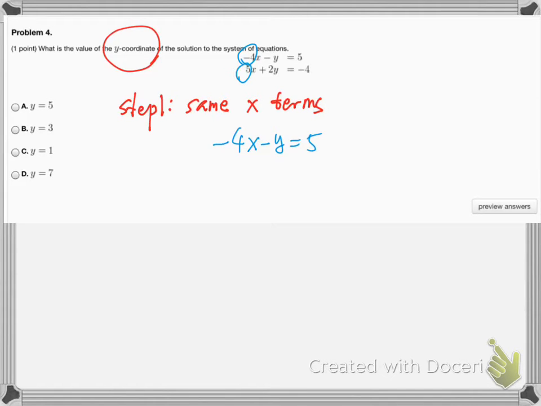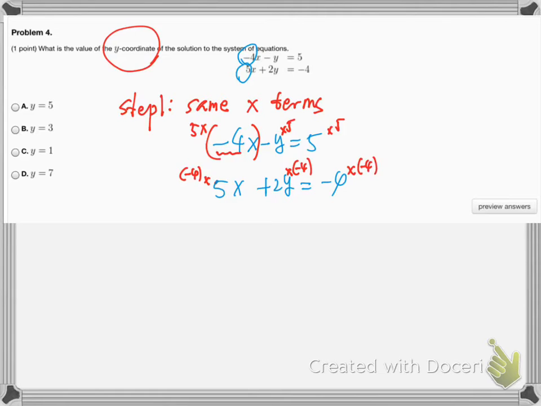For the first equation, we want every term times 5. And then for the second equation, 5x plus 2y is -4. So everybody times the top coefficient, -4. Then we got two new equations.